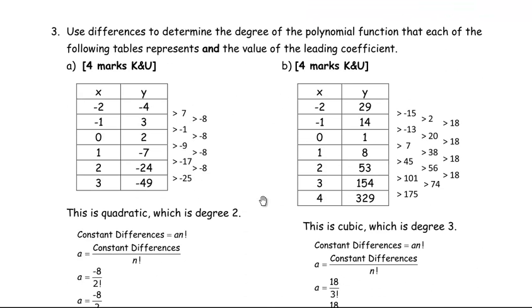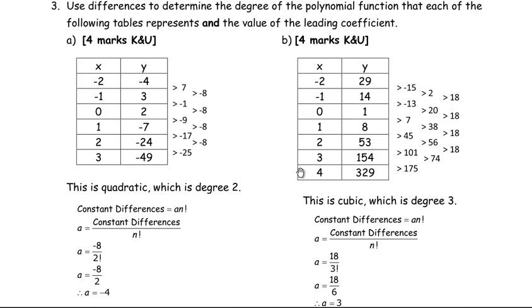Number 3, you're asked to use differences to determine the degree of the polynomial function and then also find the value of the leading coefficient. So in the first one here, we start looking at the first differences. From -4 to 3, we're going up 7. From 3 to 2, we're going down 1. 2 to -7, we're going down 9. Remember, you subtract these. You got to make sure you get the signs right.